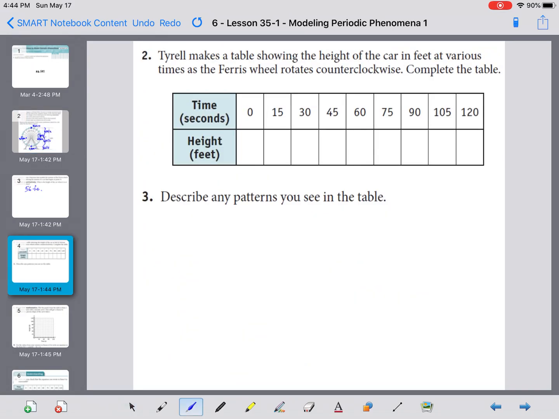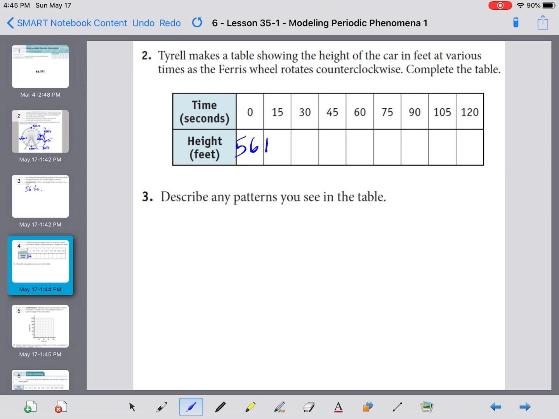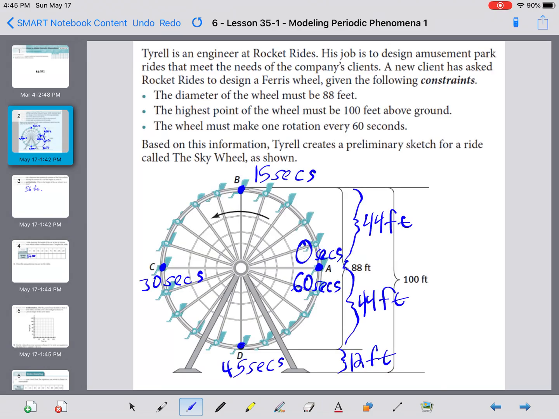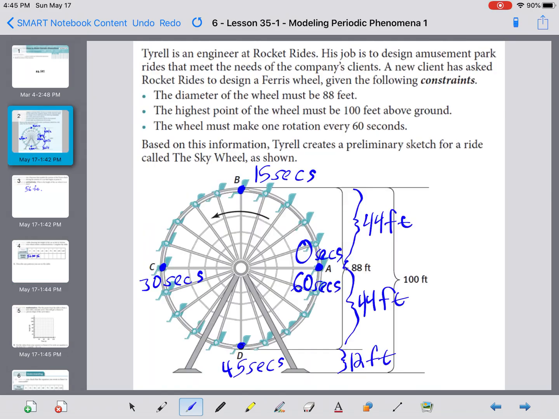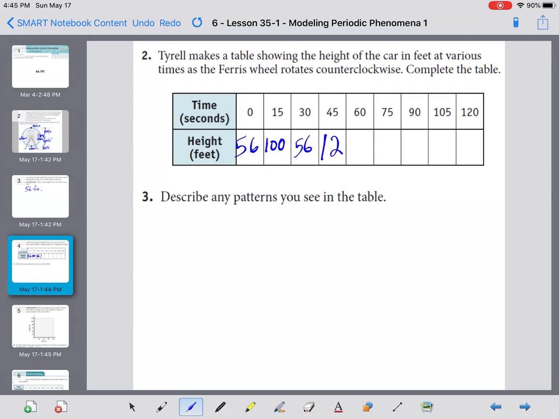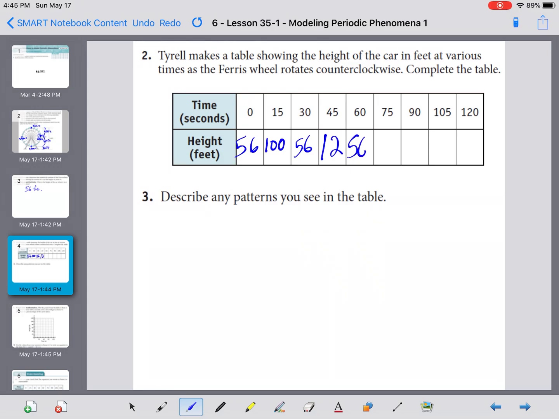At 0 seconds, we already said we're at 56 feet, okay? After 15 seconds, we're up at 100 feet. So 15 seconds, we're at the tip top, which is 100. After 30 seconds, we're back over at point C. That has the same height as A, so 56. 45 seconds, we're down the bottom D. That's the lowest point. That's only 12 feet off the ground. 60 seconds, we're back to where we started from, 56 feet.